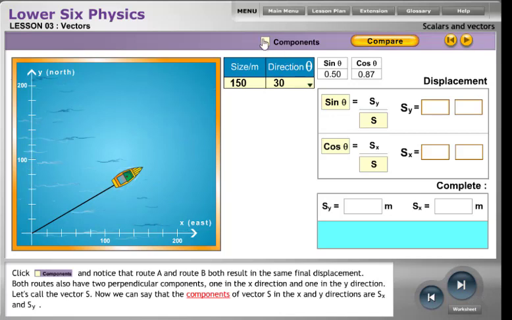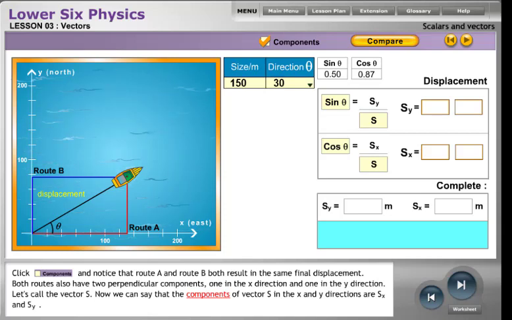Click Components button and notice that route A and route B both result in the same final displacement. Both routes also have two perpendicular components, one in the x direction and one in the y direction. Let's call the vector S. Now we can say that the components of vector S in the x and y directions are Sx and Sy.